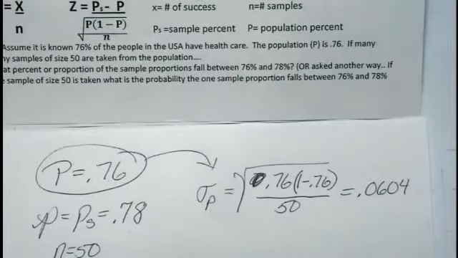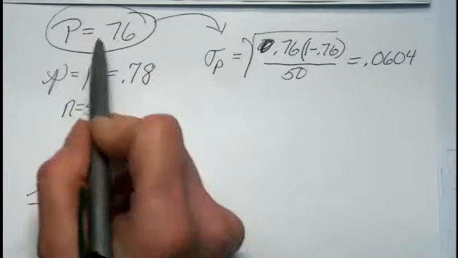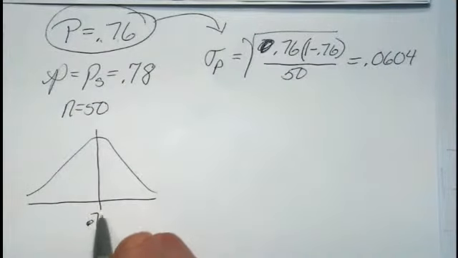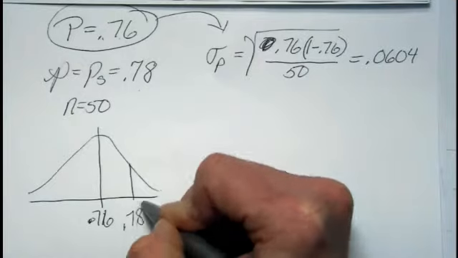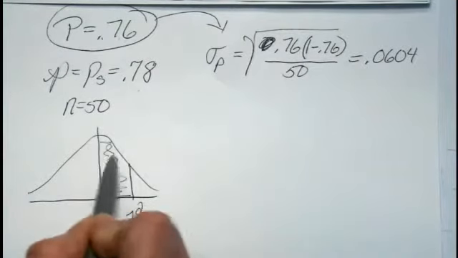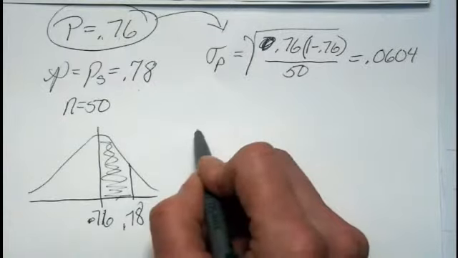Now let's go to the problem. We draw the curve just like we do with mean data. Our population mean is right here, 76%. We want to know between 76 and 78%. In other words, if I go out there and sample 50 people, I would like to know what's the probability that between 76 and 78% will have health care. So here's the formula.